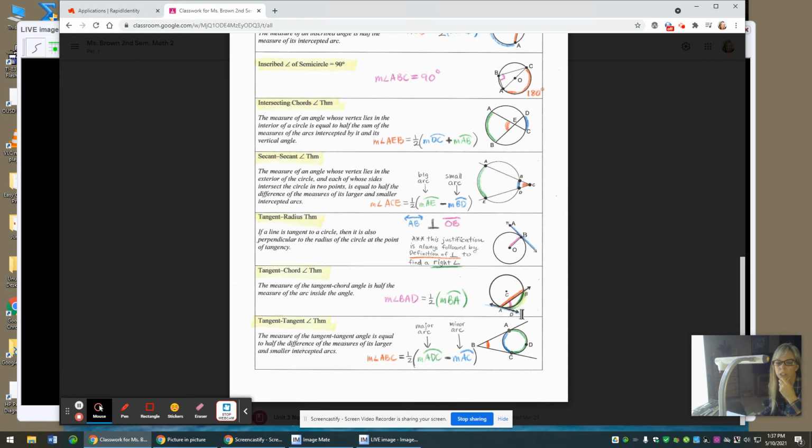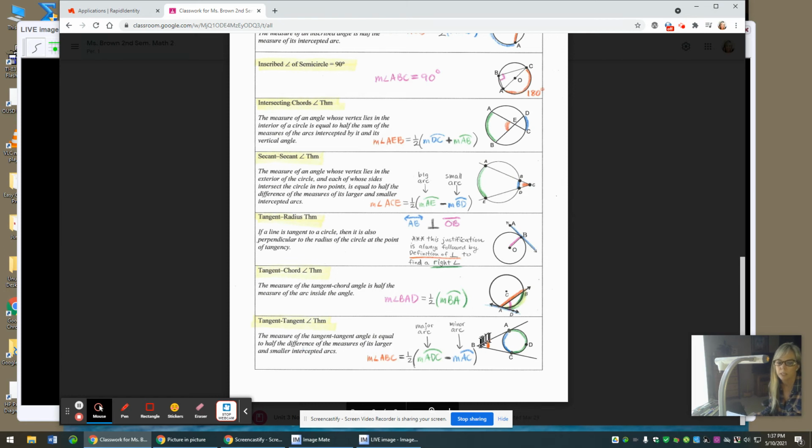Okay, look, we have a tangent here, we have a chord here. This angle right there between the tangent and the chord is half the measure of the arc inside the angle. The arc is in green here. So we take half of the arc and we get that angle created by the tangent and the chord. That one's fairly simple. Tangent angle theorem is the measure of the tangent angle.